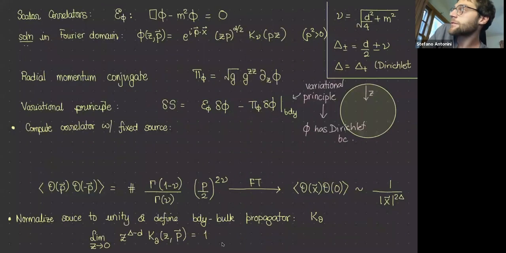Excuse me, can I ask you a question? Certainly. Can you please say again why delta equals delta plus corresponds to the Dirichlet boundary condition?